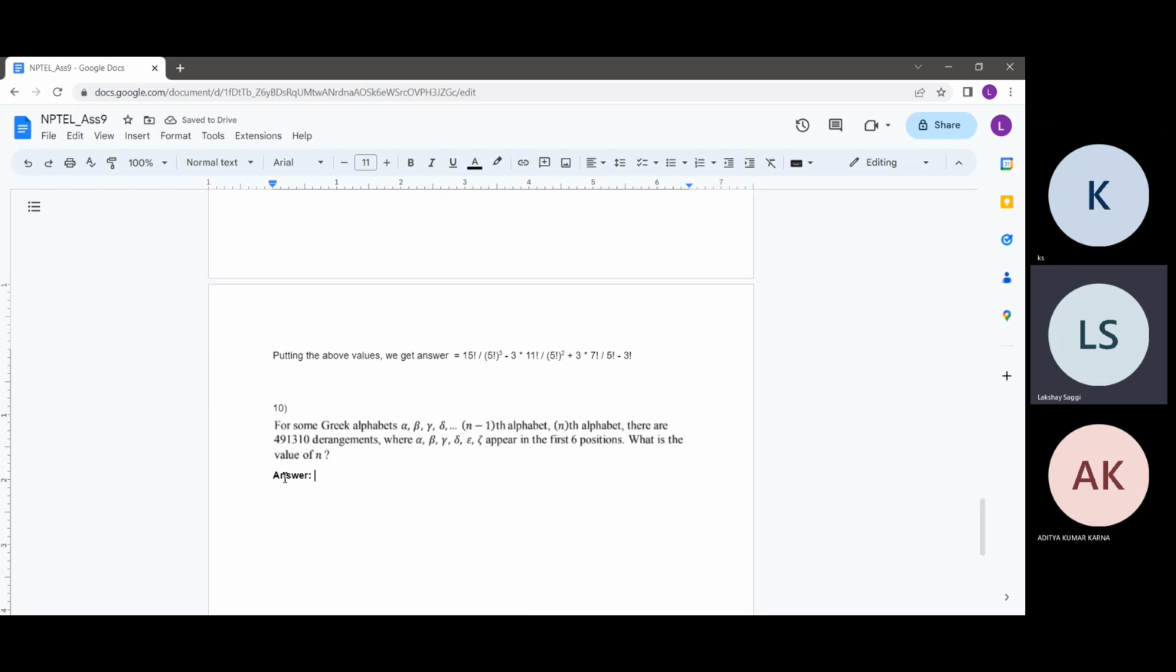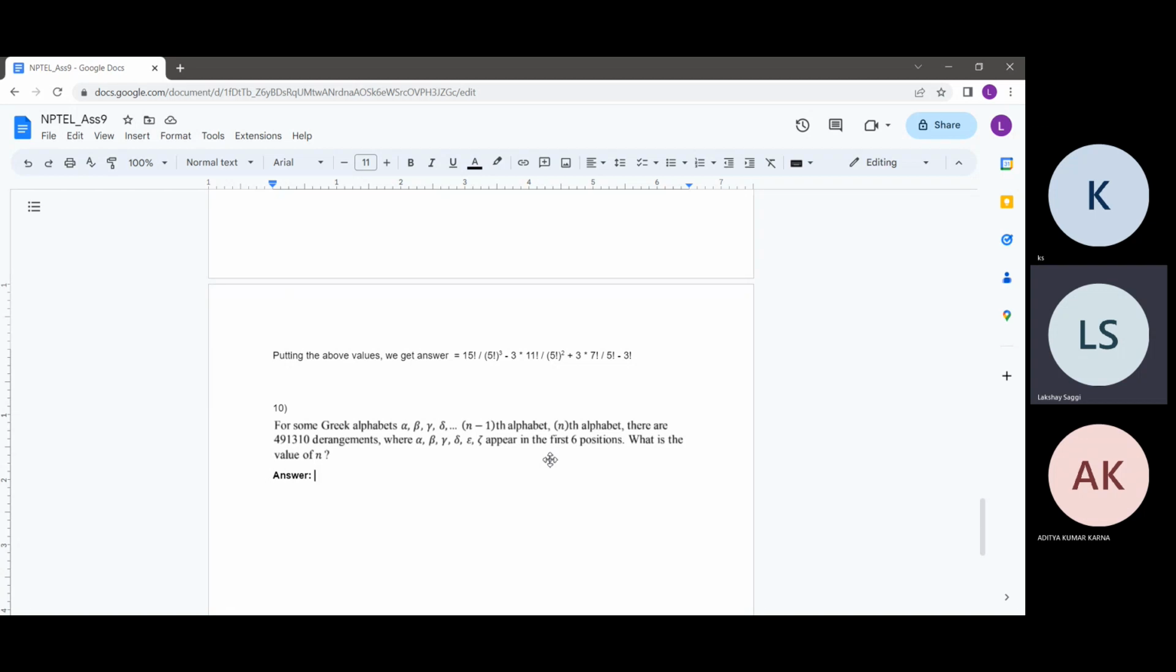So what it's saying is, we are being given Greek alphabets, alpha, beta, gamma, delta, up to n. Suppose there are some n alphabets. I don't know what the nth alphabet in Greek is, but let's just say we are given some n alphabets, and we know that there are this many possible derangements where these appear in the first six positions.